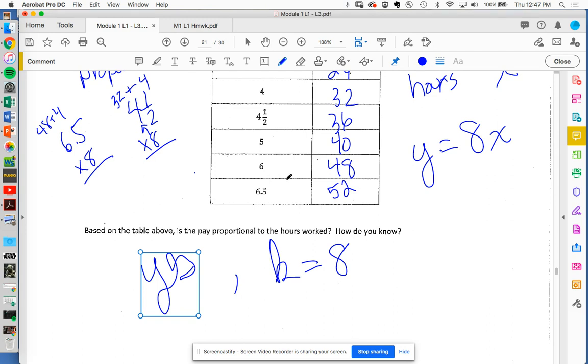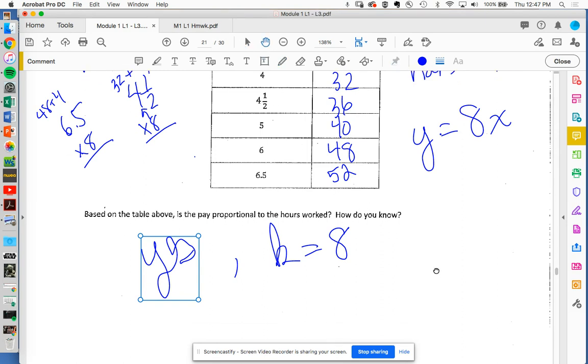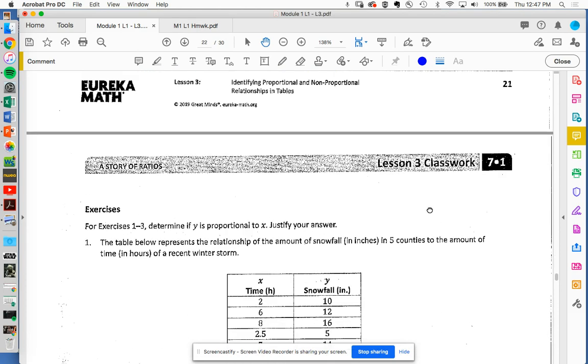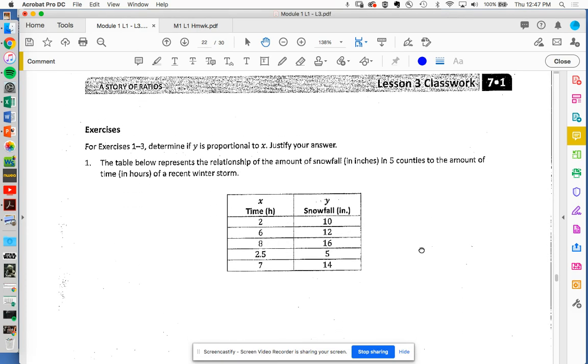Now, what if you babysat 0 hours? How much money do you get paid? $0, right? And that's, again, an important piece of the puzzle. We're going to see some problems where that's not the case. And if it's not the case, it's not proportional, right? If you don't have a 0, 0, it's not going to be proportional. Okay? All right, next page.